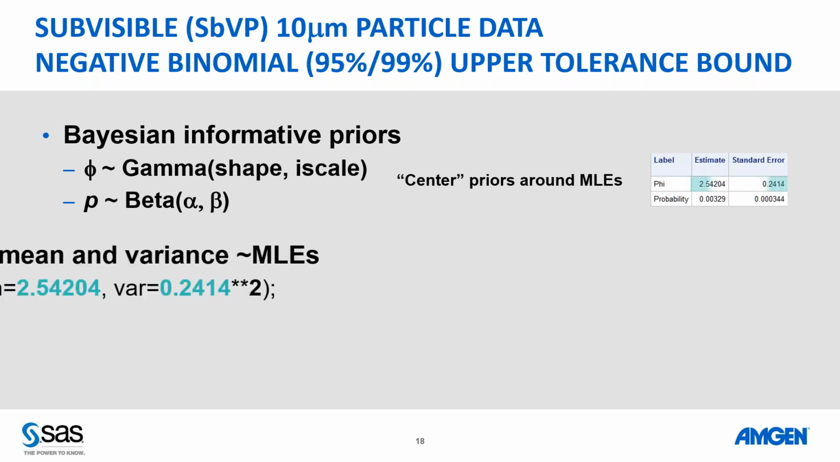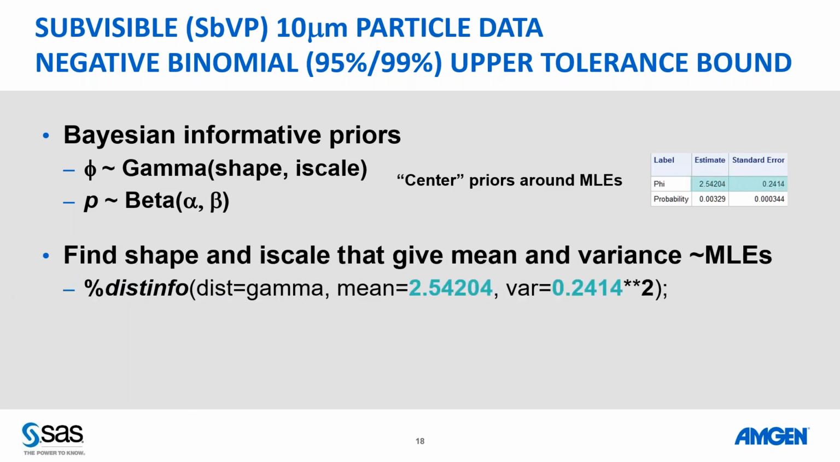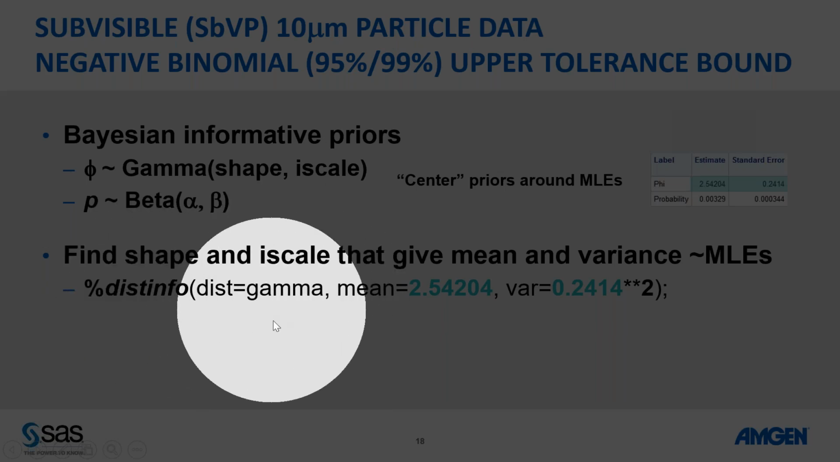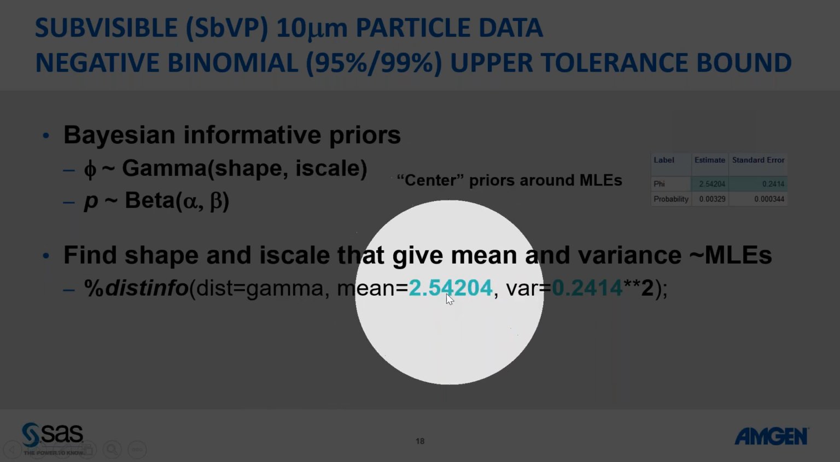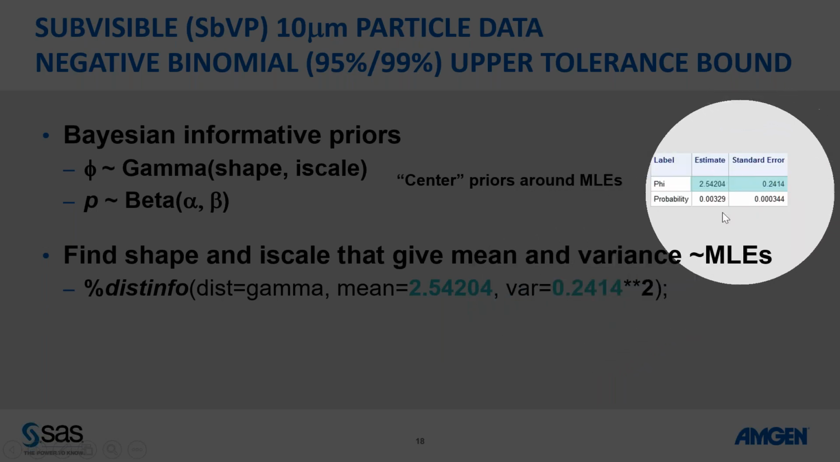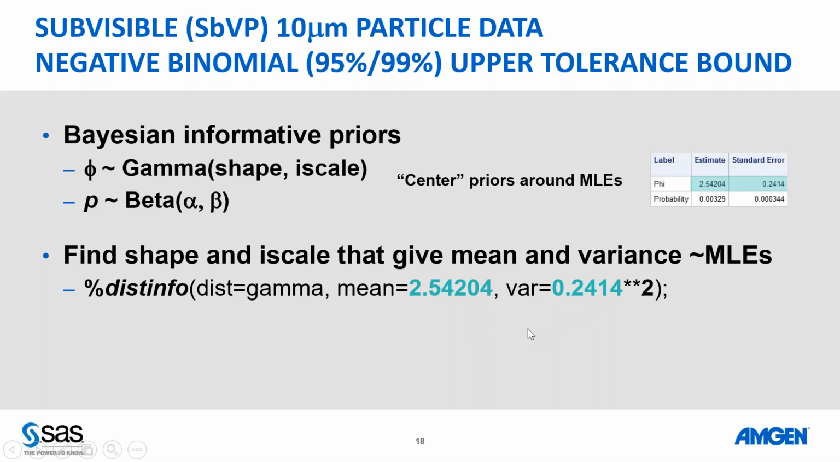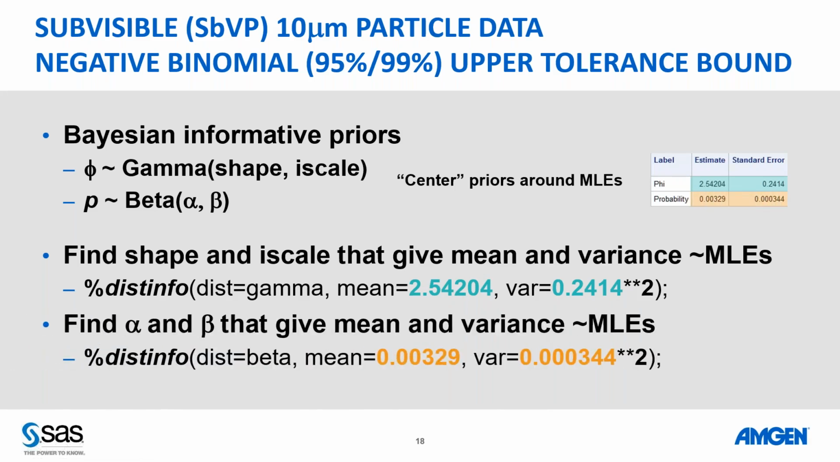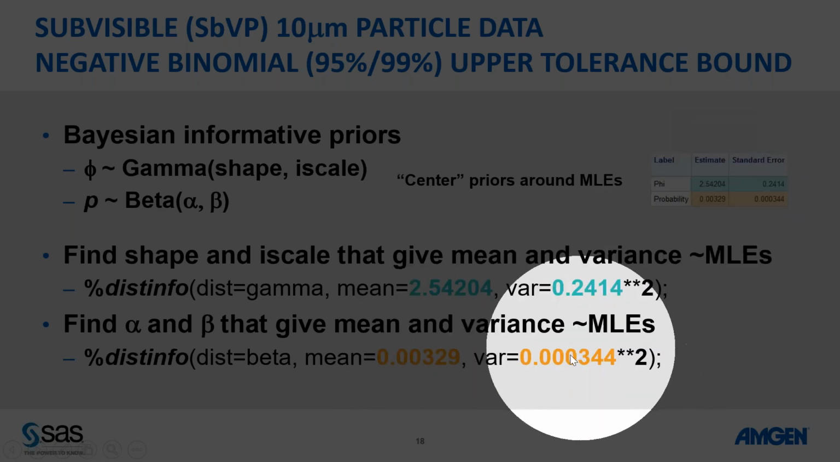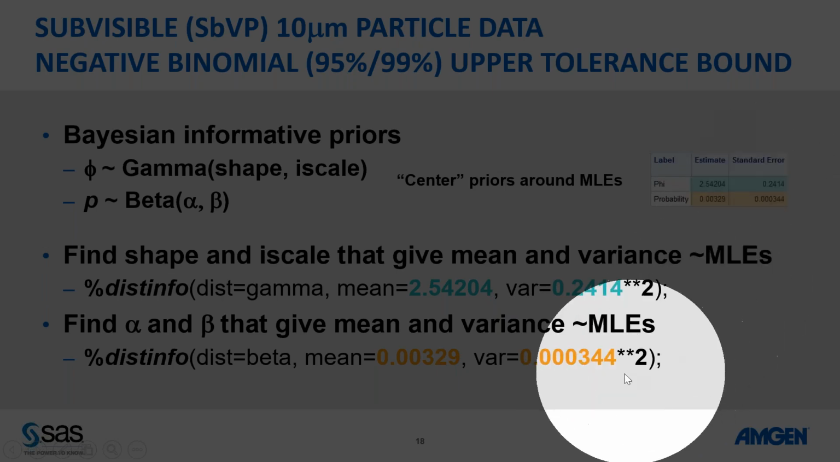Thank you to Fan and his team at SAS. They have this macro called distinfo, D-I-S-T-I-N-F-O. Essentially, we're telling this macro, I want this distribution gamma. I want to know the parameters of the gamma that are going to give me a mean of 255.04, which is this estimate, with a variance which is this square. It's that simple. And for the P, I want to find the parameters of the beta distribution that are going to have a mean of 0.00239, which is this MLE here, and with this variance, which is this standard deviation squared.